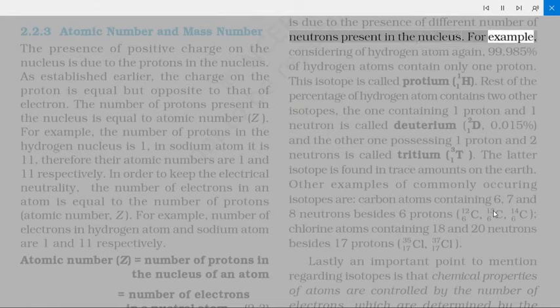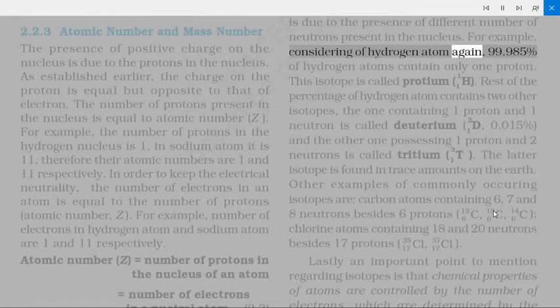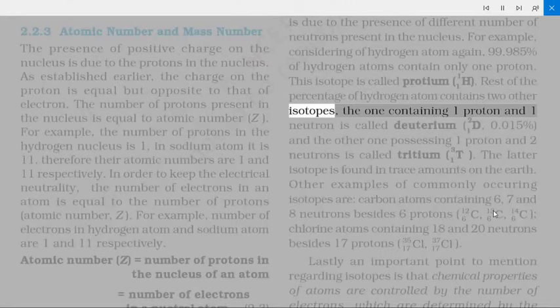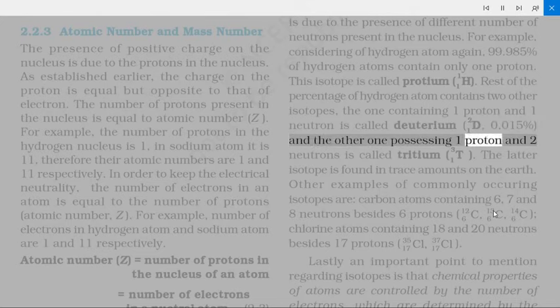For example, considering the hydrogen atom again, 99.985% of hydrogen atoms contain only one proton. This isotope is called protium, ¹₁H. The rest of the hydrogen atoms contain two other isotopes. The one containing one proton and one neutron is called deuterium, ²₁D, 0.015%, and the other one possessing one proton and two neutrons is called tritium, ³₁T. The latter isotope is found in trace amounts on the Earth.